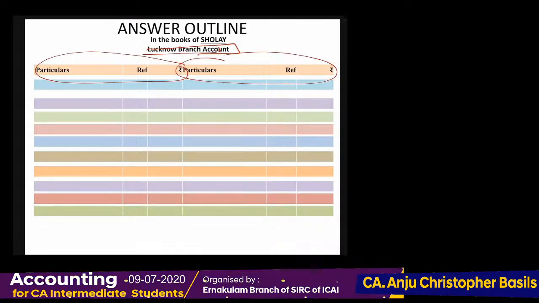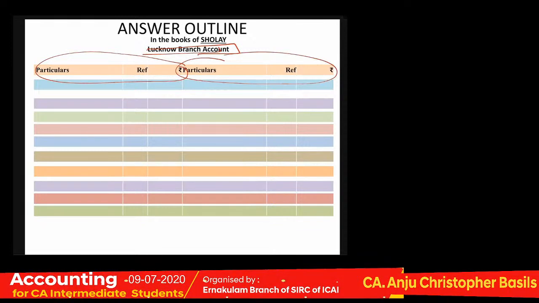All right. So good. Now we also have to prepare the trading profit and loss account of the company as such, excluding the branch transactions. Again, the same format: particulars, reference, amount, with a debit side and a credit side. So everybody, kindly take this down also. The trading profit and loss account.